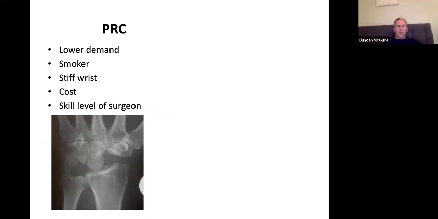So if cost is an issue, you'd prefer the PRC. And it's a slightly easier operation as well. You just have to remove the bones, careful not to damage the capitate head or the lunate fossa when removing them. But apart from that, once they're out, that's all that needs to be done.